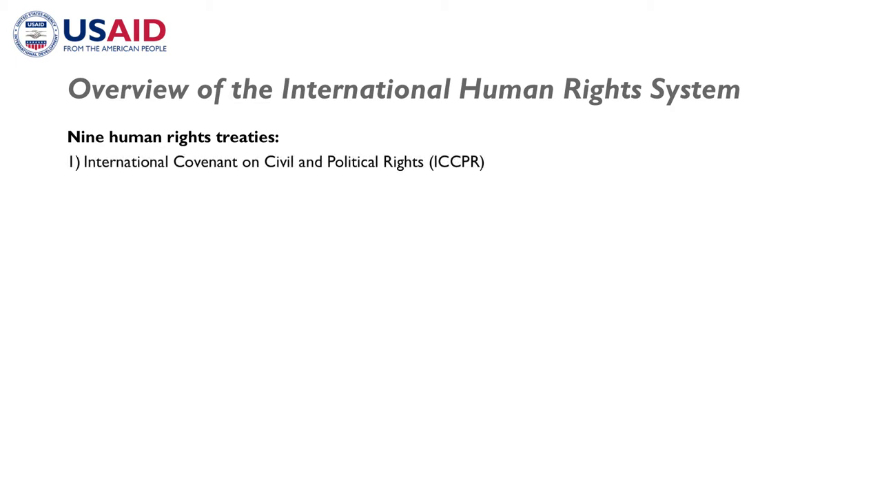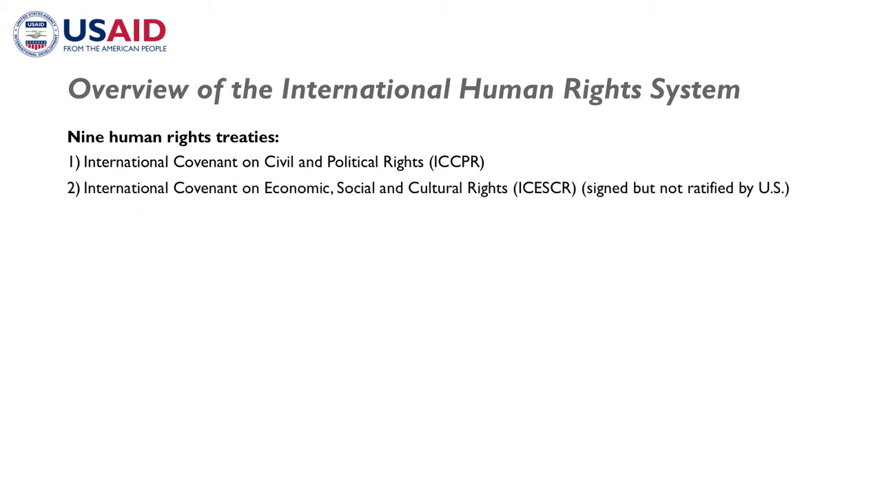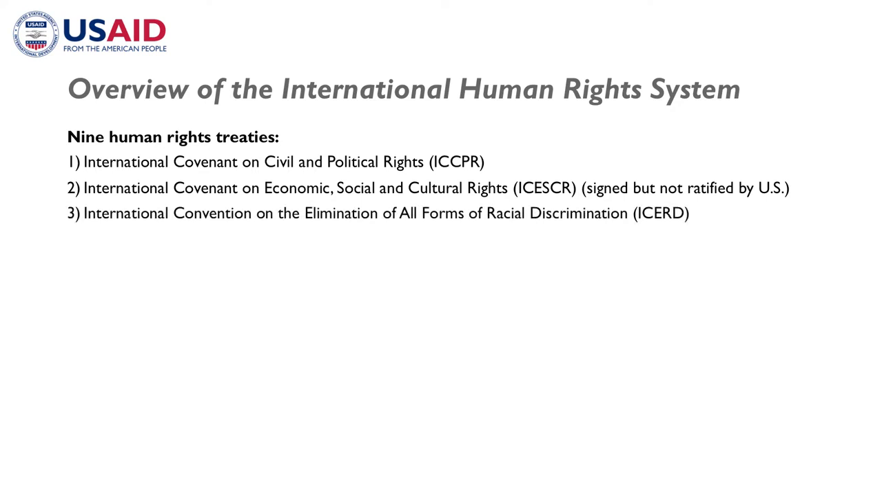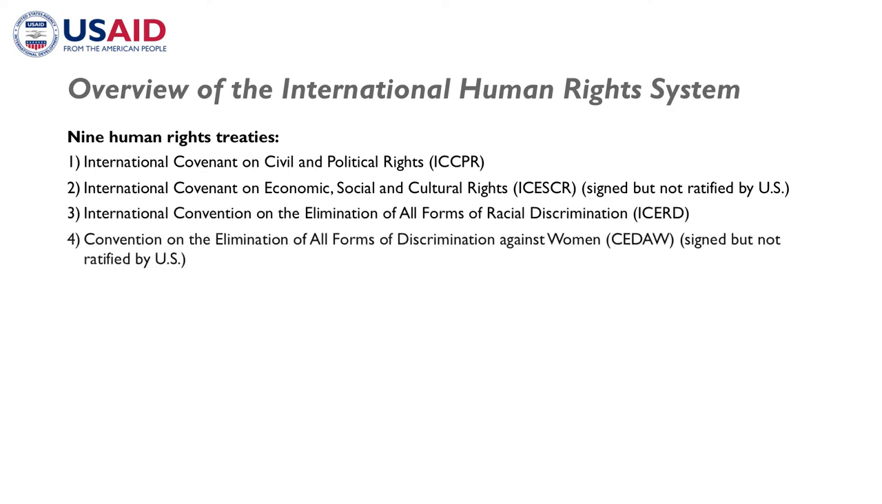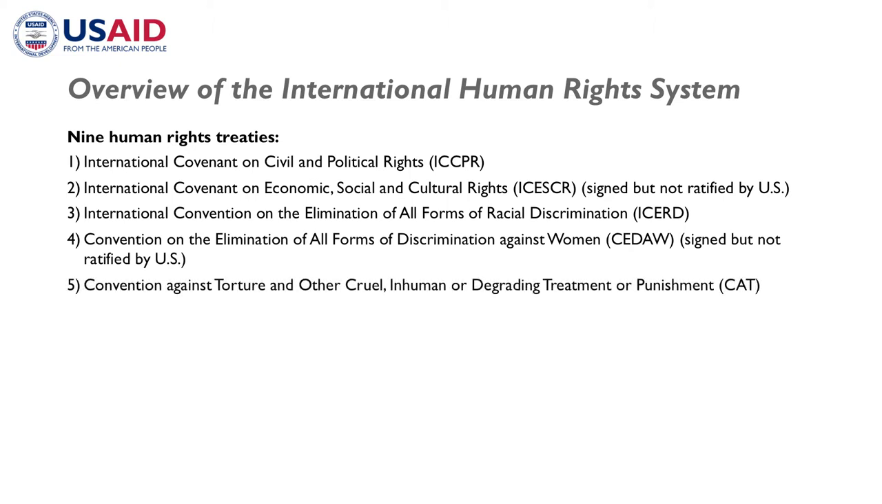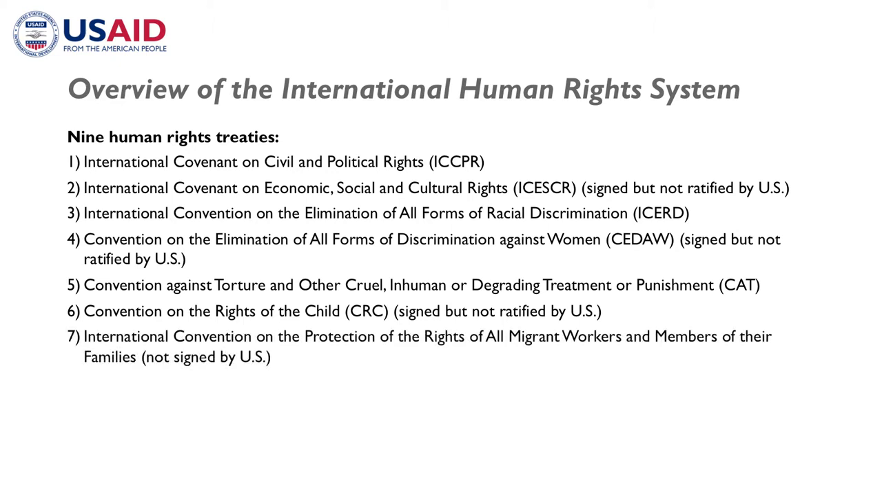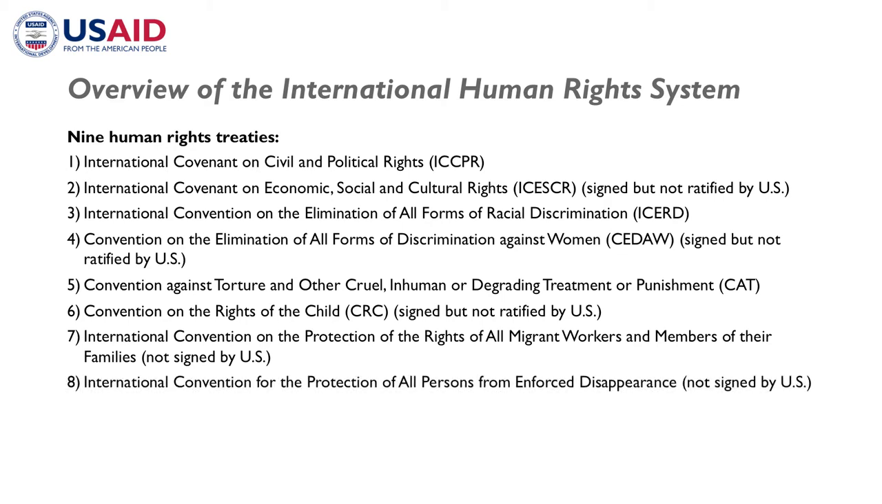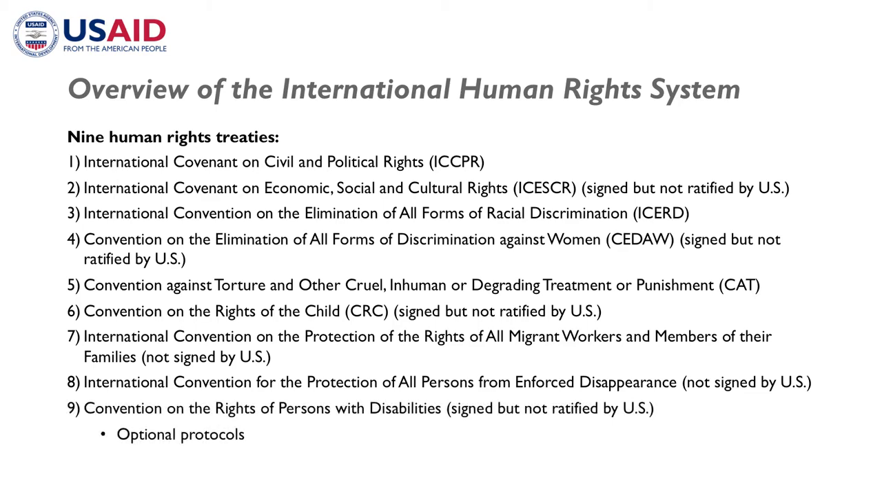The first two I mentioned, the ICCPR, International Covenant for Civil and Political Rights, and the International Covenant for Economic, Social, and Cultural Rights. The other principal treaties are the International Convention on the Elimination of All Forms of Racial Discrimination, Convention on the Elimination of All Forms of Discrimination Against Women, Convention Against Torture and Other Cruel, Inhuman, or Degrading Treatment or Punishment, Convention on the Rights of the Child, International Convention on the Protection of Rights of All Migrant Workers and Members of their Family, and International Convention for the Protection of All Persons from Enforced Disappearances, and the Convention on the Rights of Persons with Disabilities.